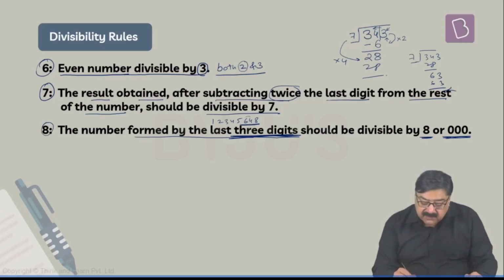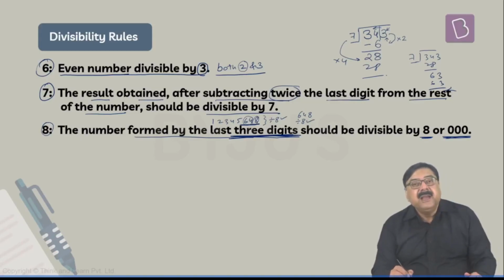Now you know that 64 is divisible by 8. 8 8s are 64. Then 8 is also divisible by 8. So as 648 is divisible by 8, hence this complete number shall be divisible by 8. Now also, if you have a number 1, 2, 3, 4, 0, 0, 0, last 3 digits are 3 zeros, then also this number will be divisible by 8.